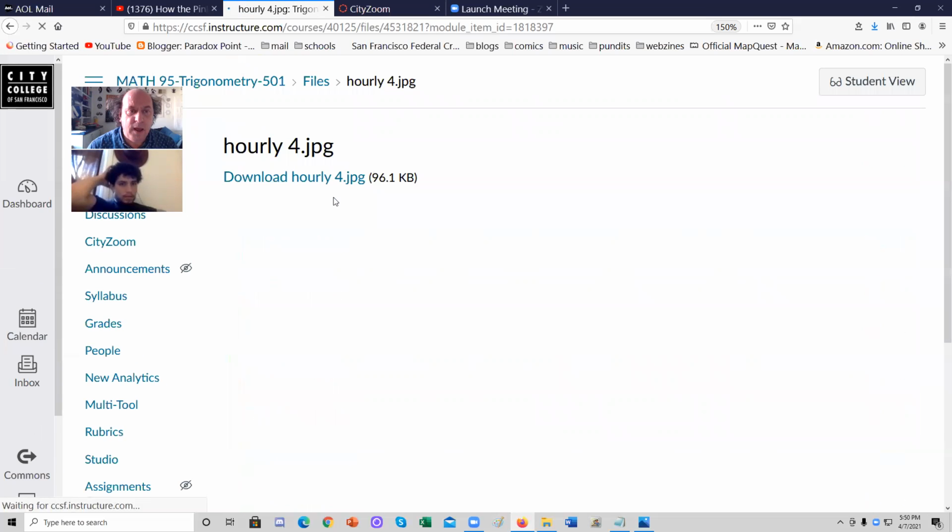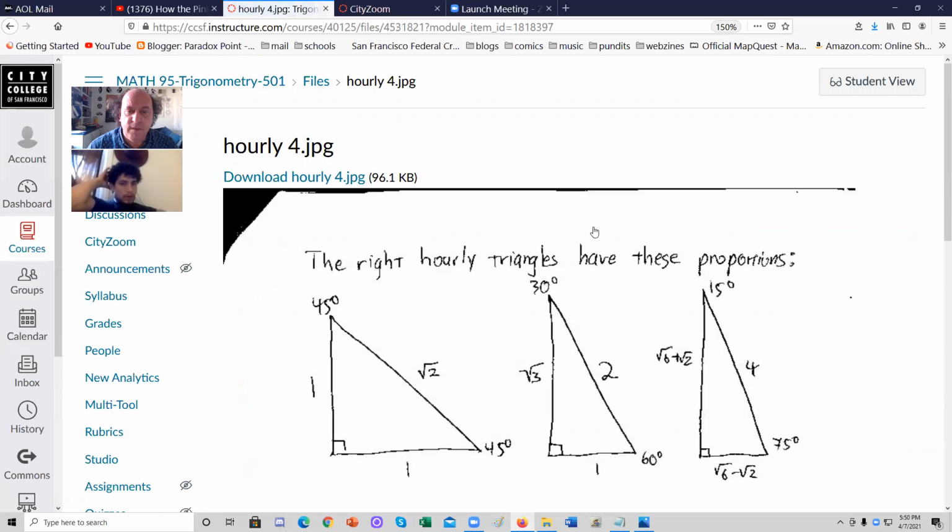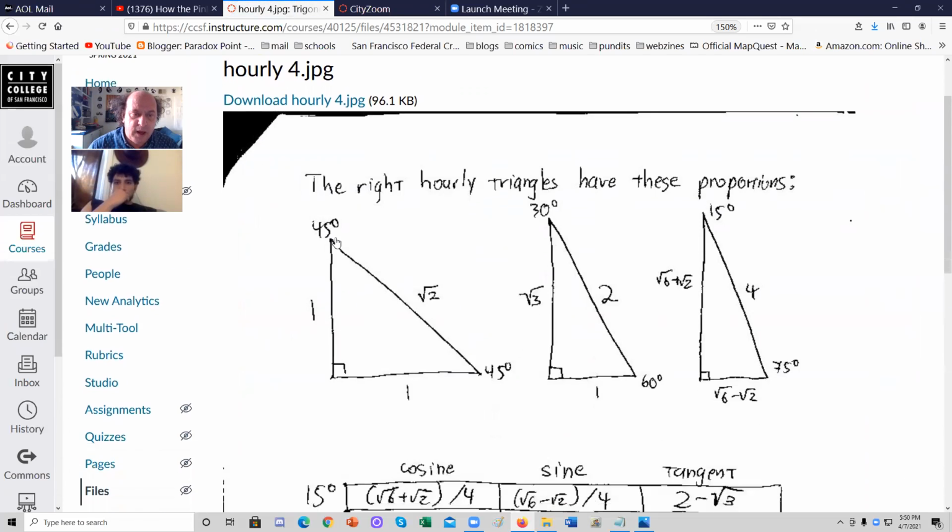So here we have these right Hourly triangles, and they have these proportions. The isosceles 45-45-90 right triangle has sides 1, 1, and root 2. The 30-60-90 triangle has sides 1, root 3, and 2. And the 15-75-90 triangle has sides root 6 minus root 2, root 6 plus root 2, and 4.